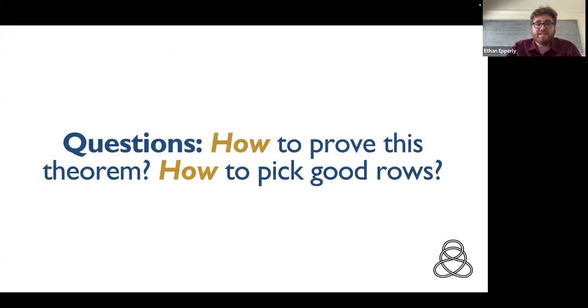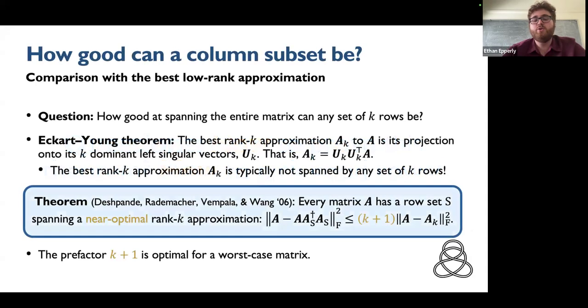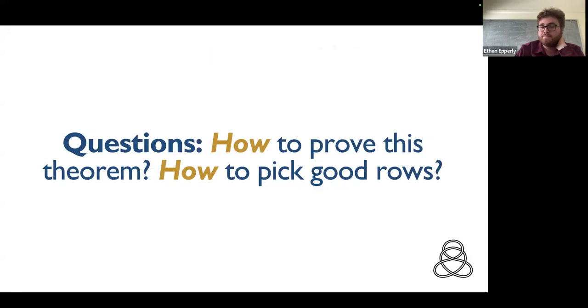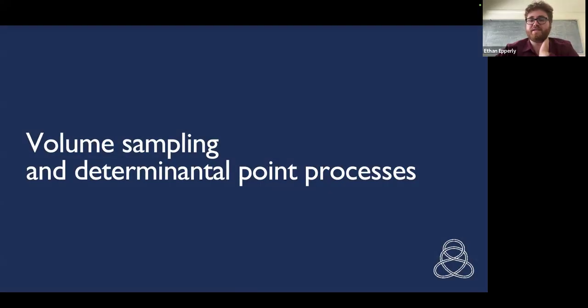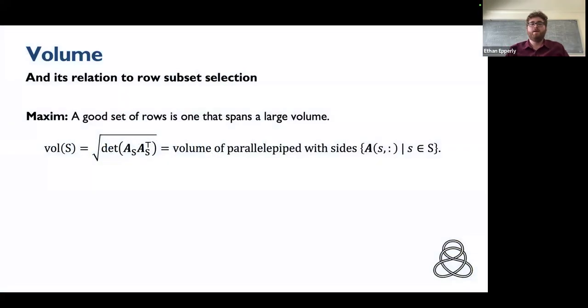All right, so this is an existence result, and it's natural to ask, how could we prove this theorem? How could we find such a set of good rows algorithmically? So we want a constructive procedure to achieve the guarantees of this theorem. And this leads us very naturally to the ideas of volume sampling and determinantal point processes.